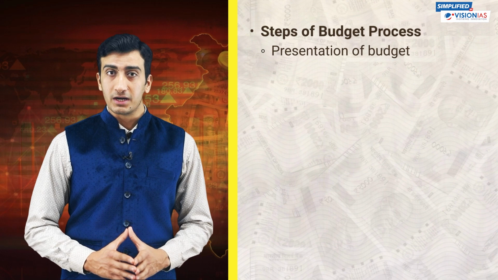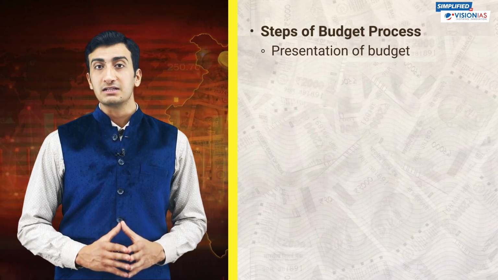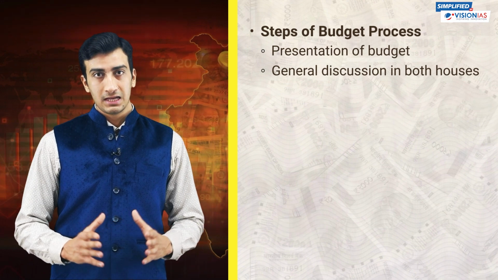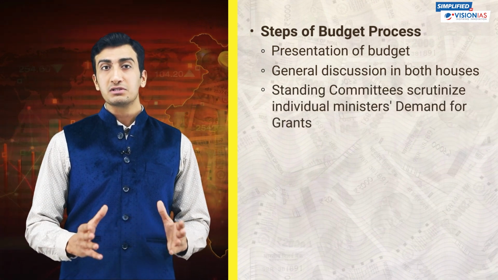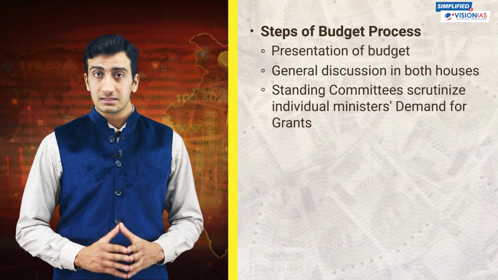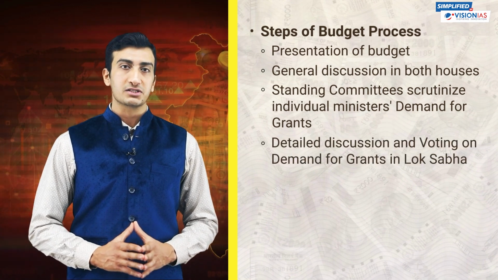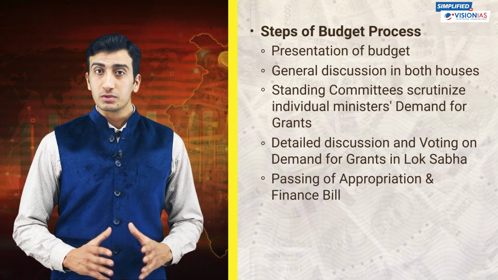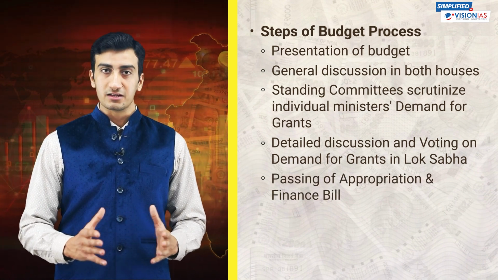Up next, let's see the various steps of the budget process. The first step is the presentation of the budget in the Parliament by the Finance Minister of India, and then a general discussion takes place in both houses of the Parliament. Next, standing committees scrutinize individual ministers' demand for grants, which is followed by detailed discussion and voting on demand for grants in Lok Sabha. The entire process concludes with the passing of the appropriation and finance bill.